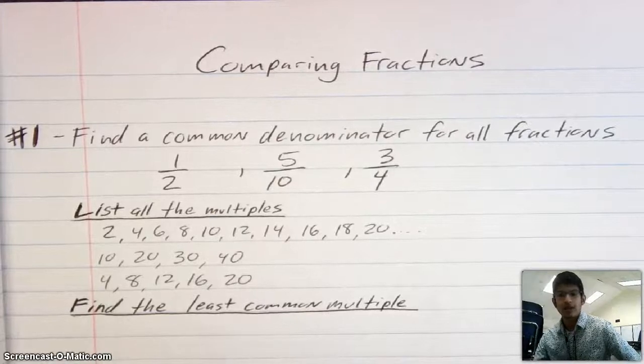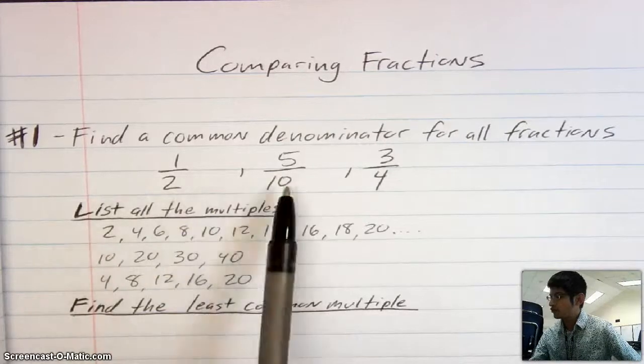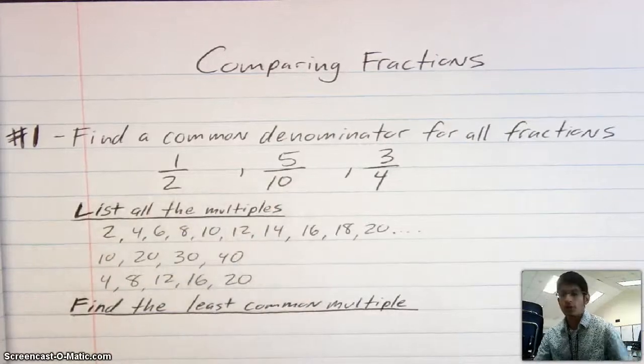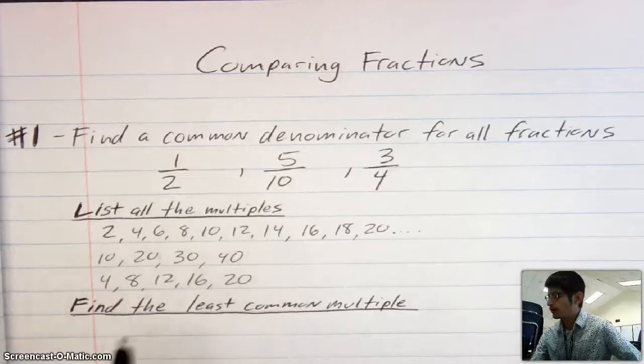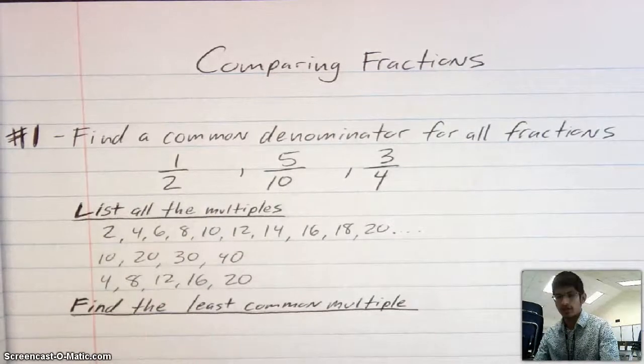So I gave some examples here. I said a half, 5/10, 3/4. So I want to see which is bigger, which is smaller, which is the same. One way to do this is to list all the multiples of these denominators. A quick and easy way to do that is to use your multiplication chart.